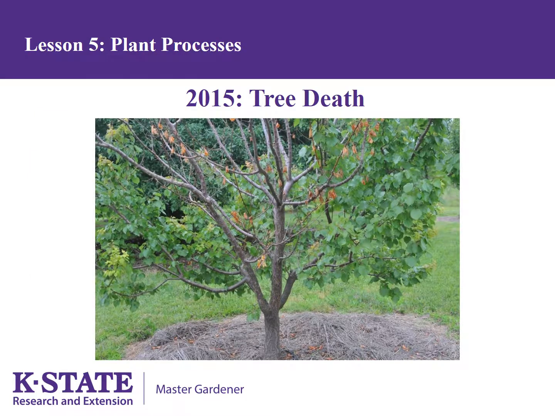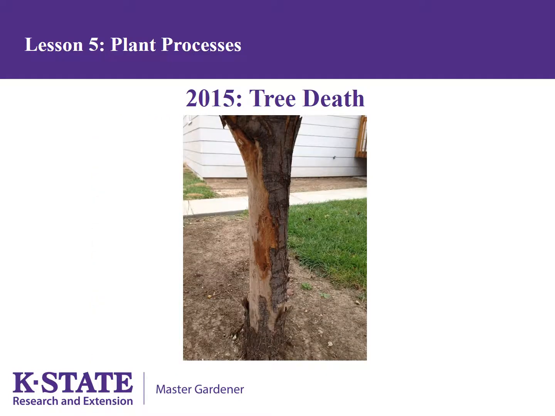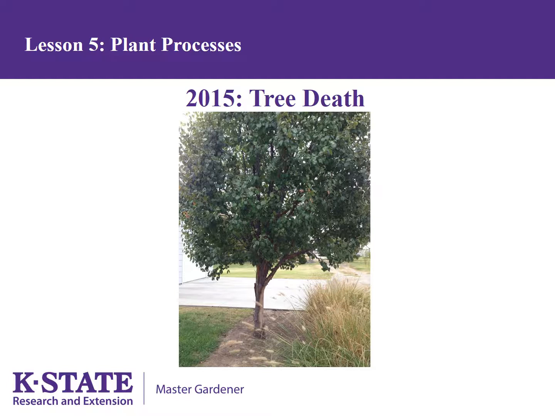This is an example. This is an apricot tree that leafed out and looked fine until about June, and then this branch suddenly died. The rest of the tree was fine. In this case, the bark started to come off. The tree is going to die, but it may not look like it, at least not yet. This is the same tree as in the previous slide, but now you can see that the top part of the tree still looks good.